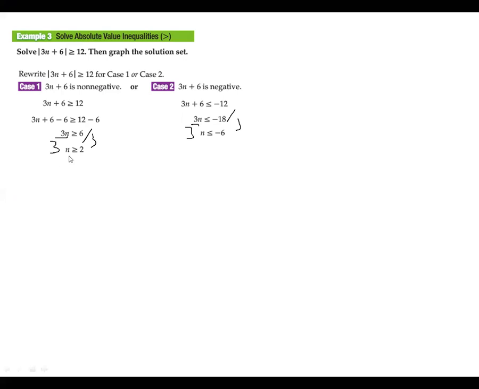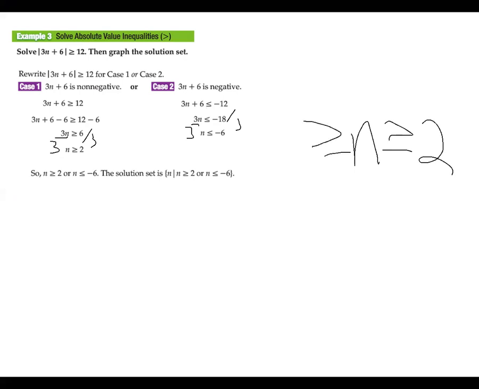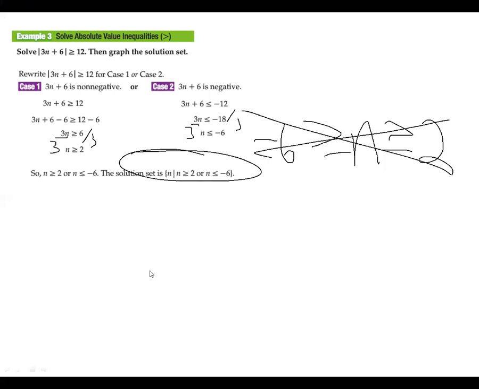So I would get n is greater than or equal to 2, or n is less than or equal to -6. You have to use an or statement. You don't write it as one single statement like you can do with the and. You wouldn't write n is greater than or equal to 2 and less than or equal to -6. Just don't do that. An or statement, you always have to write as two separate ones.